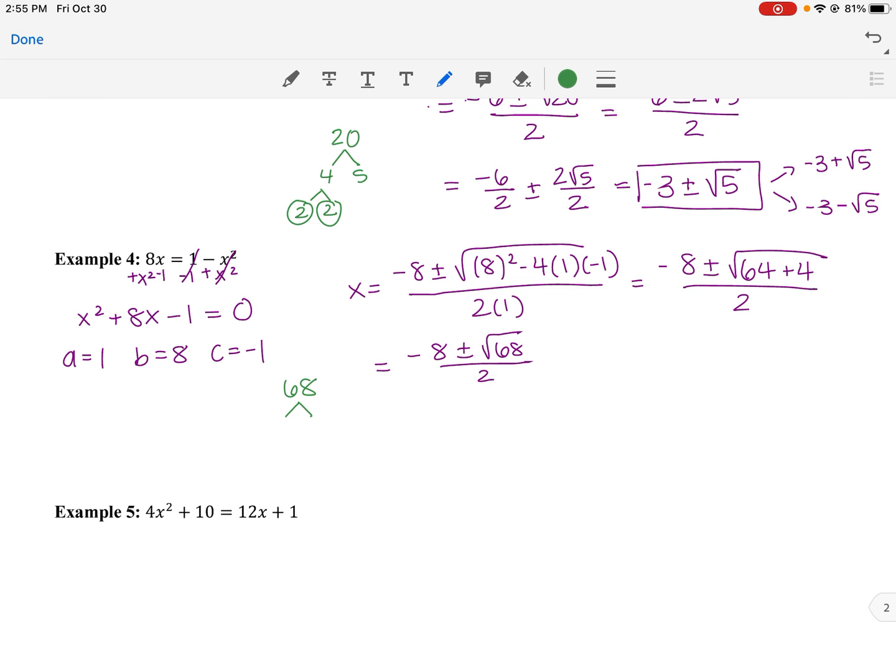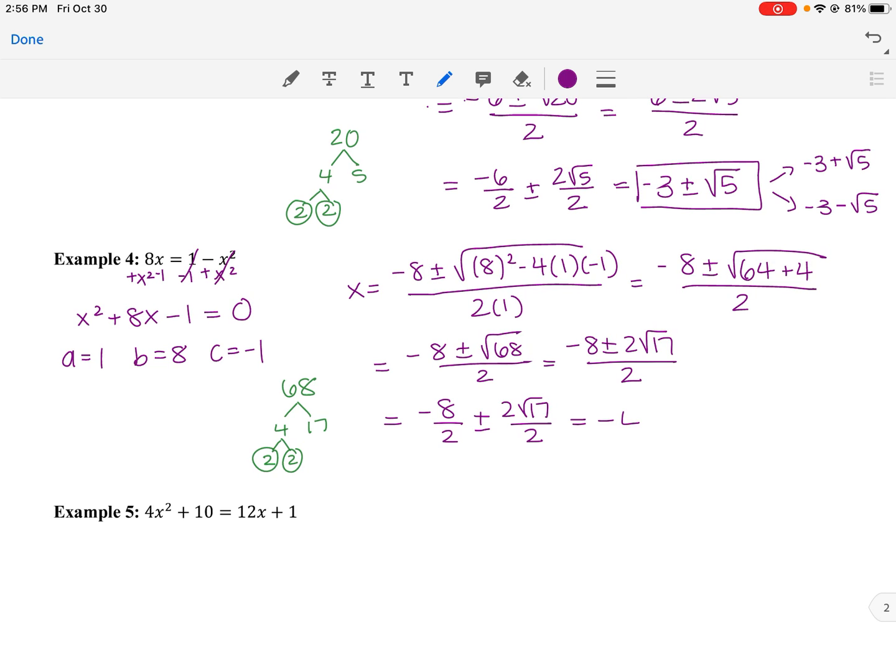68 maybe divides into, let's check this out, I'm thinking 4 times something. Okay, 4 times 17. And then 4 breaks down to 2 and 2, so we've got 2 square roots of 17. So here we have -8 plus or minus 2 square roots of 17 divided by 2. Because 8 and 2 square roots of 17 both divide by 2, I'm going to break it apart into 2 separate parts. So like the -8 divided by 2 plus or minus 2 square roots of 17 divided by 2.